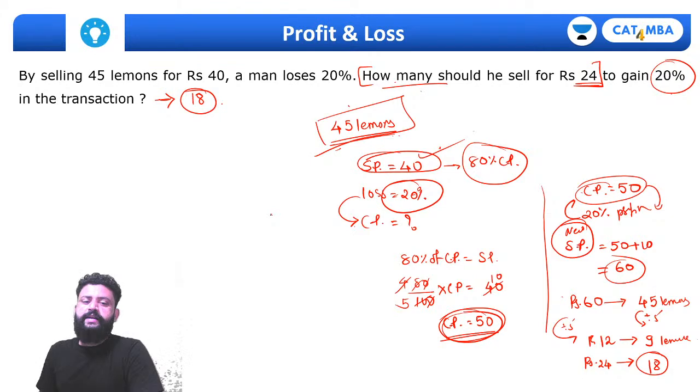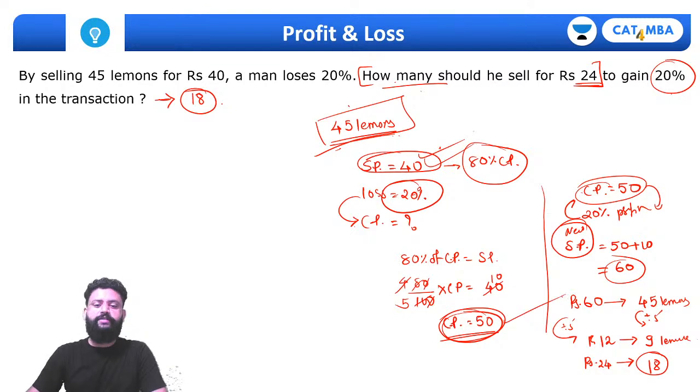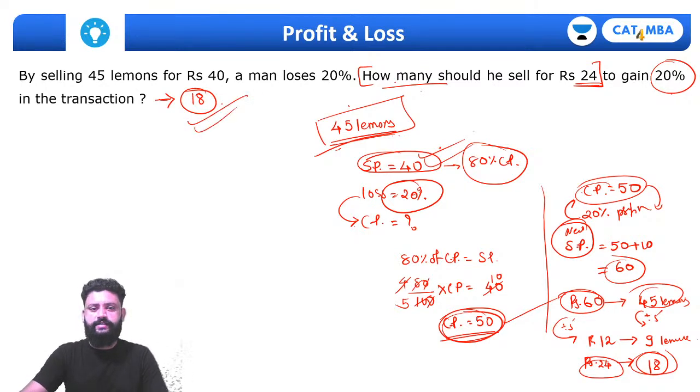And you only have 1 minute to do all this. And how can you do it? The only thing, if you remember exactly what to do: 40 means 80%, so first you get 50. Then 20% of 50 you can calculate orally, 10 rupees. So 50 plus 10 is 60 rupees for 45, so for 24 rupees how many? The answer is 18. That's the simple way to do it. Right? Hopefully all of you understood this part.